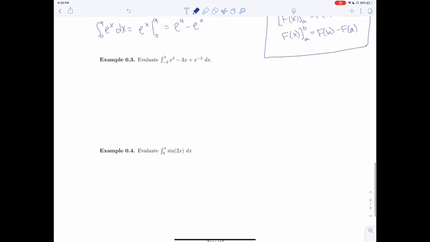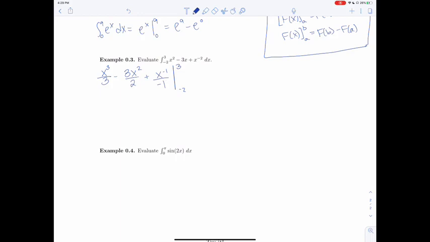Okay. Let's try the next example. Let's see if we can find the integral from -2 to 3 of x squared minus 3x plus x to the -2. Well, what's an antiderivative of this function? Well, we can look at each piece individually. The antiderivative of x squared is x cubed over 3, minus 3x squared over 2, plus x to the -1 over -1. And we're going to evaluate this from -2 to 3.